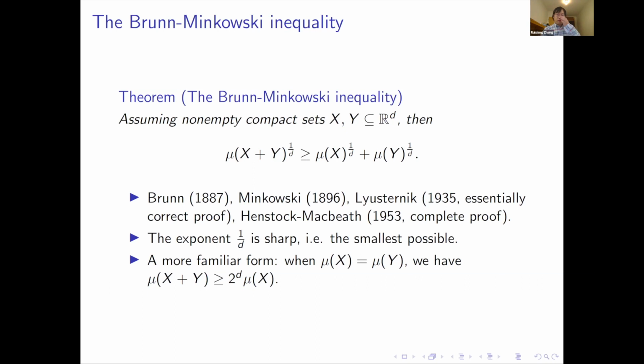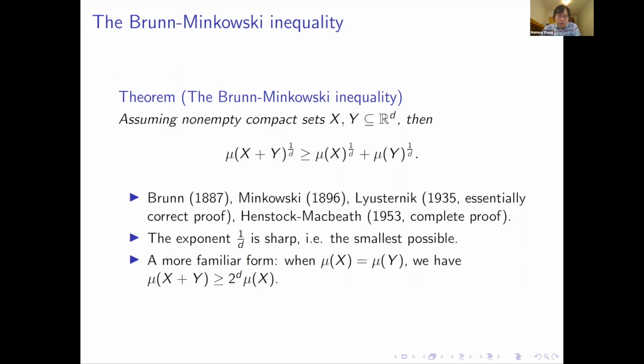And one thing that we just noticed is that the exponent 1 over d is going to be sharp. So what do I mean by sharp here? If you think a little bit about it, you know that this inequality gets stronger if you replace 1 over d by smaller numbers and gets weaker if you replace it by bigger numbers. So mu of X plus Y is always going to be bigger than mu of X and mu of Y, just by translation invariance.